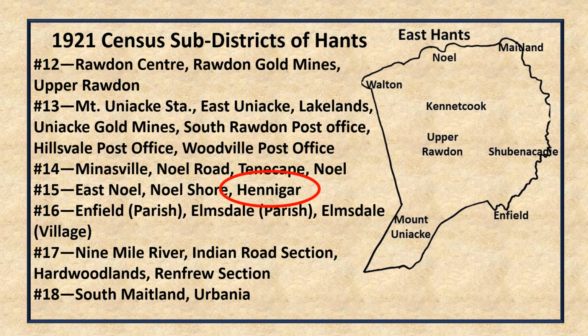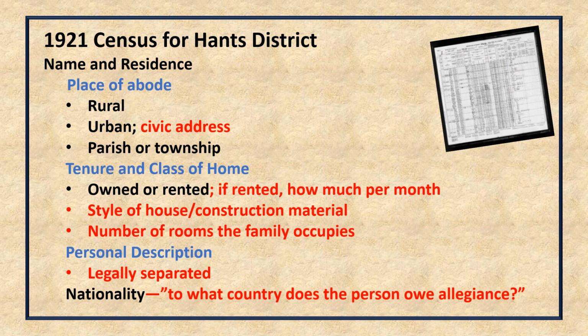In both 1911 and 1921, you'll note that there are sub-districts that appear to overlap with West Hants since they are associated with the federal electoral poll districts. These community names are all on today's East Hants maps, with the exception of Hennigar. Hennigar was at one time the name of the postal way station on the Georgefield Road and is no longer used. Under name and residence, the census asks for more precise data about where each person lives.